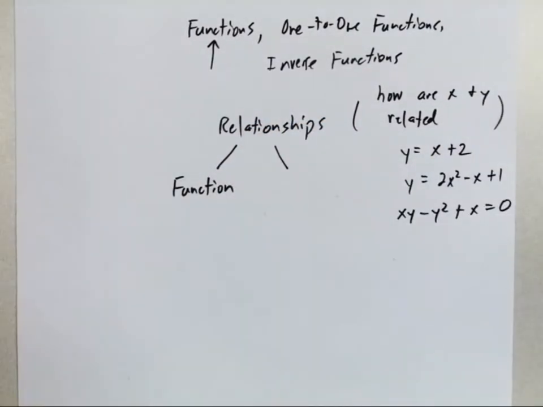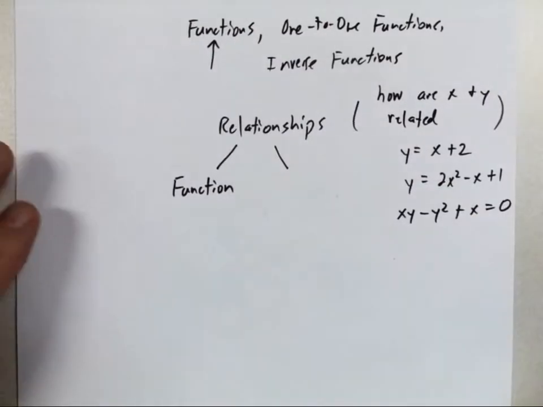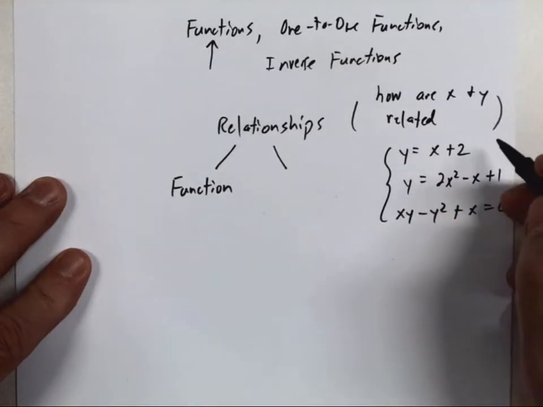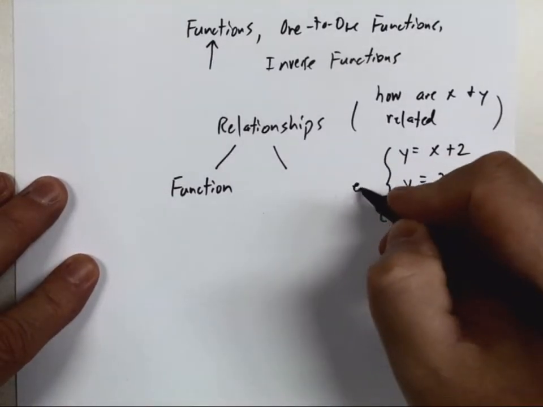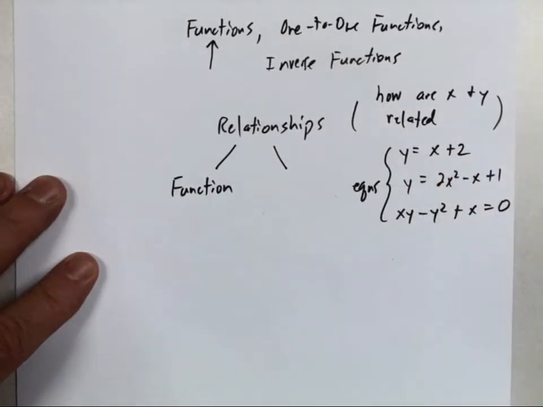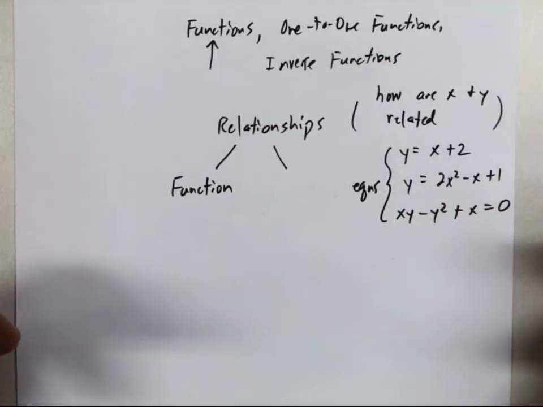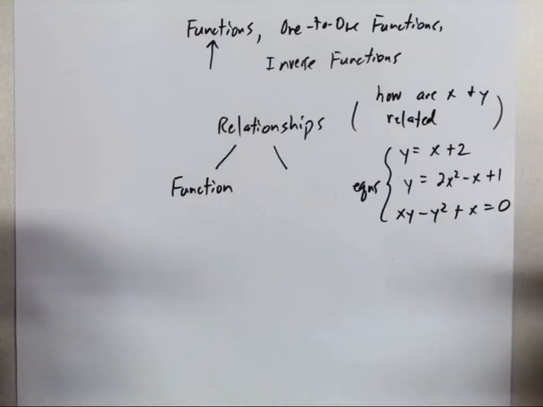an actual function. Oh, before I do this, let me talk about the different ways in math to express relationships. These are equations. Once again, a relationship tells us how x and y are related, how they're dependent on each other.